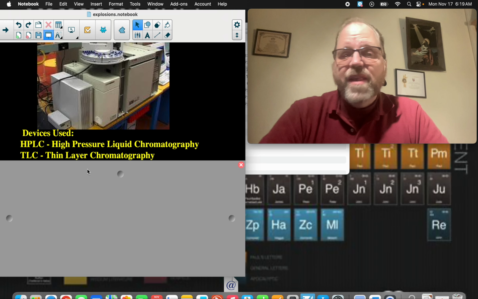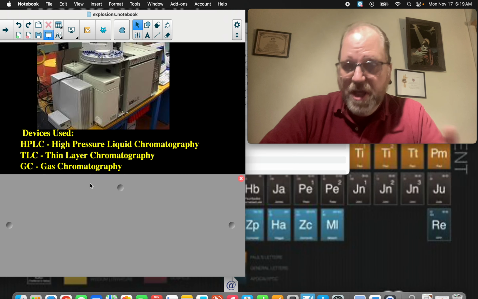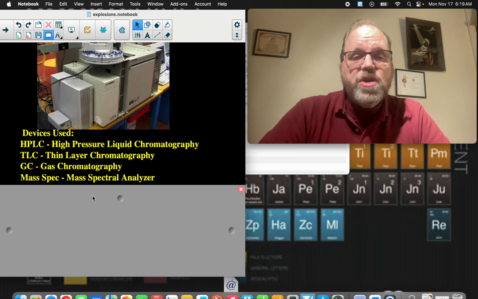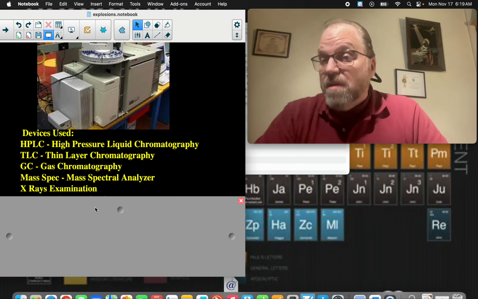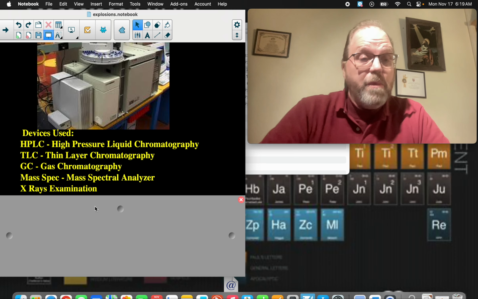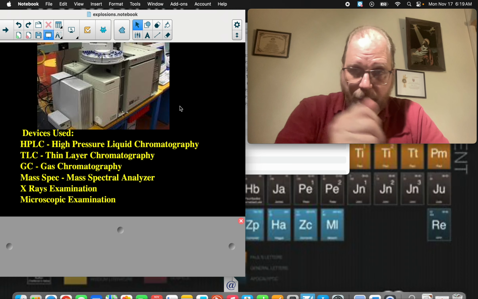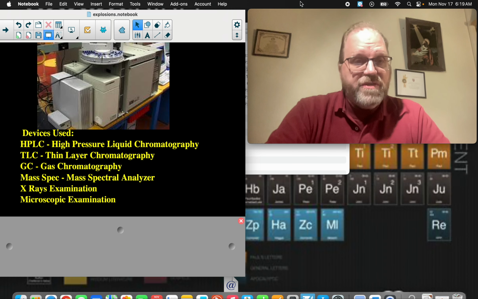TLC, we talked about before, thin layer chromatography. GC, we talked about that one before. And our good old friend mass spec. We'll also do x-ray examinations, especially if the bomb hadn't been set off yet, so we can examine what's involved there, and microscopic examination. So taking the parts, looking under a microscope, see if they can identify.